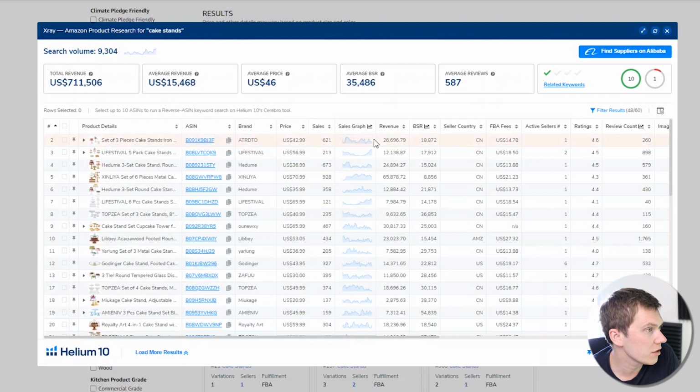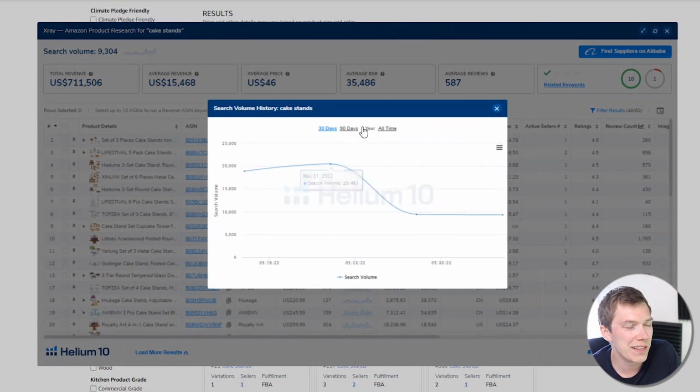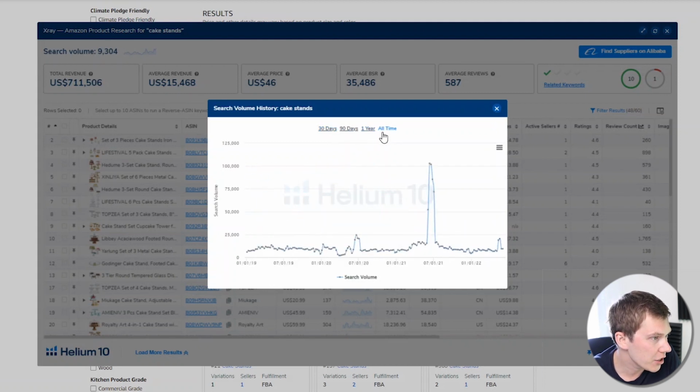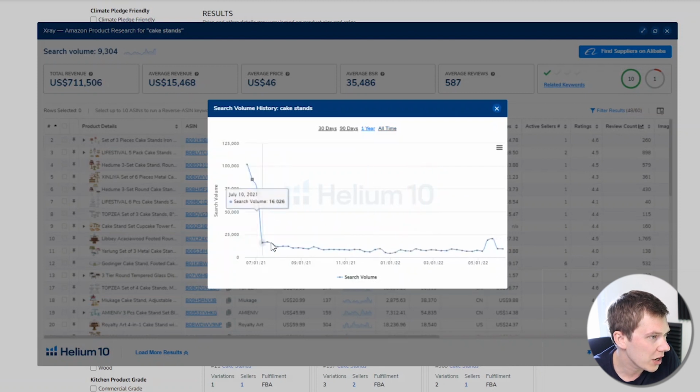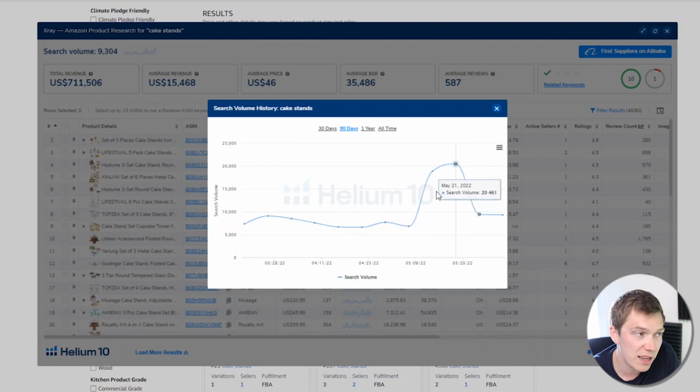If we just have a look at the search volume over time, I don't think a cake stand would be that seasonal. Possibly if it's associated with weddings. You can see something's kind of happened with Helium 10's data here, but generally speaking, it looks to be over that 5,000 mark, doesn't it? Pretty much every single month of the year. It's spiked a little here. Maybe something's happened with the data, or there's more weddings or something in the main months of the year. But I actually think this looks quite attractive.